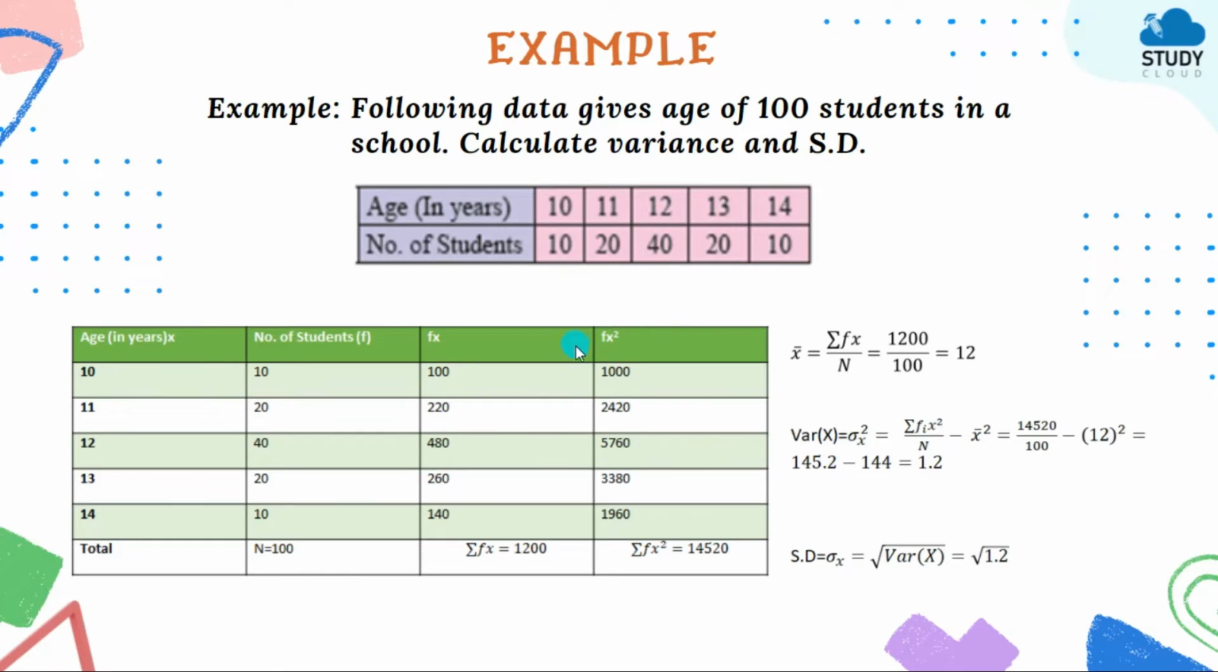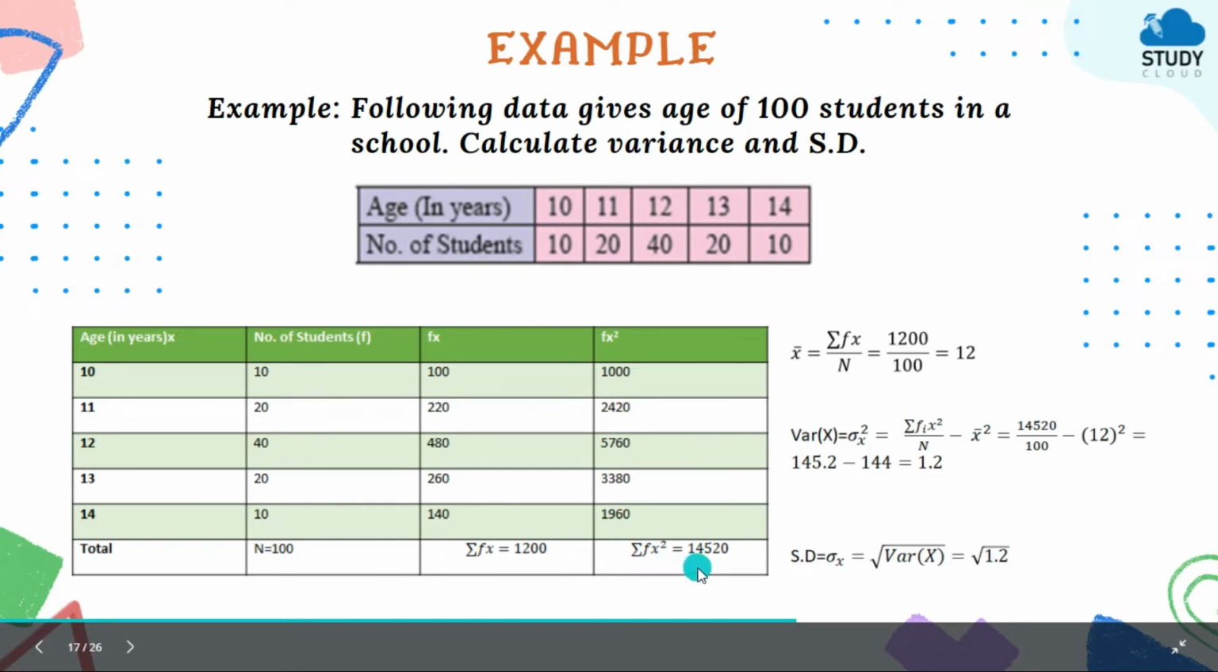f is different and x square here is different. So first you have to find the square of x. Now here x is 11, so square of 11 is 121. Then 121 multiplied by this 20 will give you 2420. In the same way, you have to find the square of all the x's and then multiply with frequency. So you will get all these values in a proper way, and just add all fx square. So you get summation fx square is equal to 14,520.